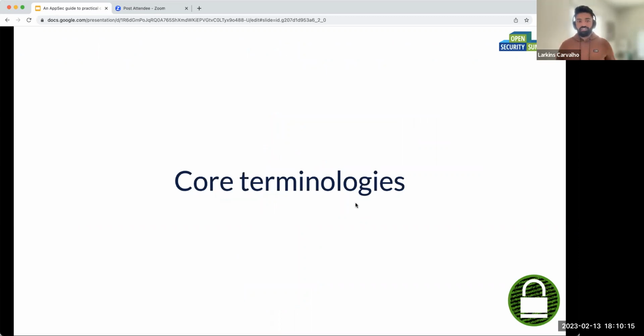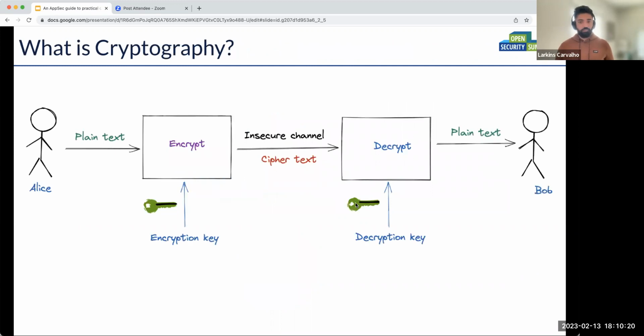Now, I would like to discuss some core terminologies. So what is cryptography? Cryptography is a Greek word. It has two parts: crypto is secret and graphy is writing. So it's a way of writing secrets.